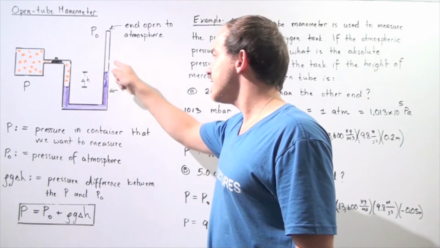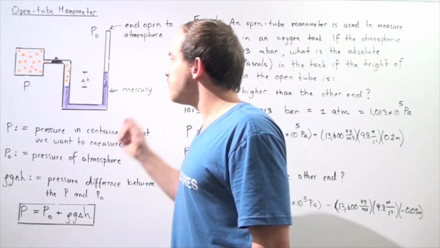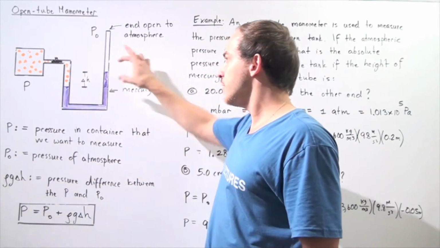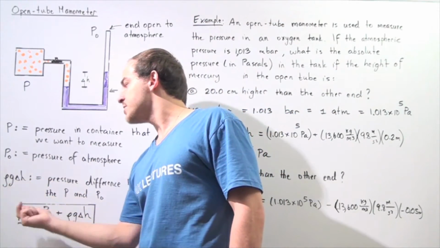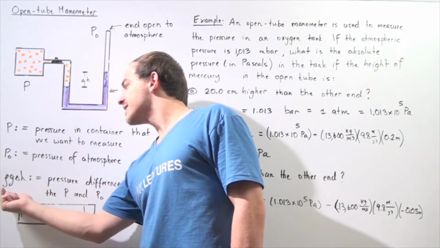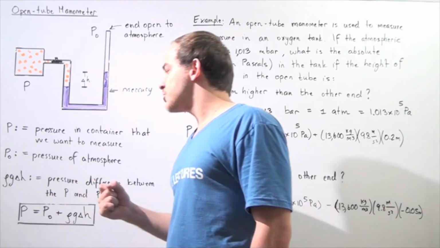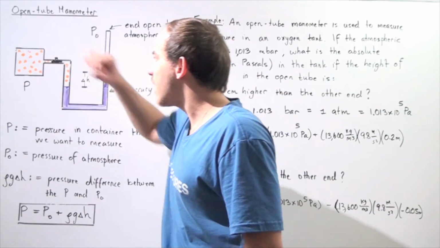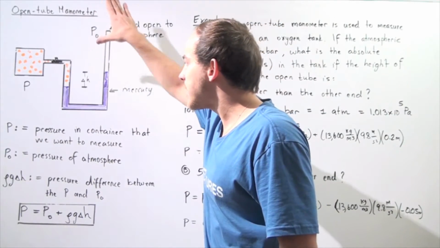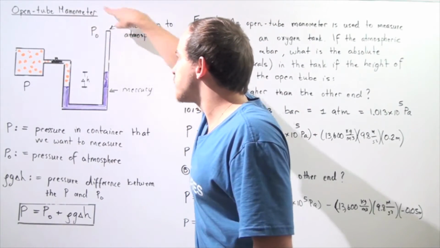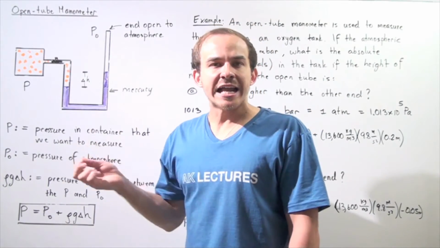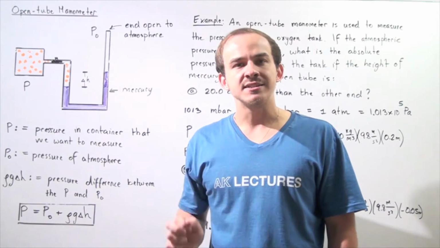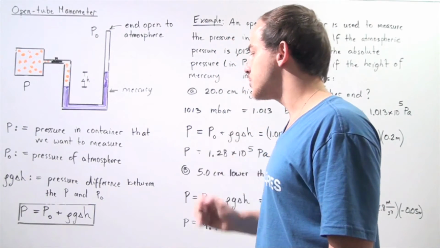So we assume the density of the mercury is constant, so that means using this change in H, we can calculate the pressure difference by simply taking the product between the gravitational constant G, the density of the mercury, and the change in H. So this is the pressure difference between our pressure inside the container and the atmospheric pressure. Now, the atmospheric pressure we usually know. The atmospheric pressure at sea level is 1.013 times 10 to the 5 newtons per meter squared.